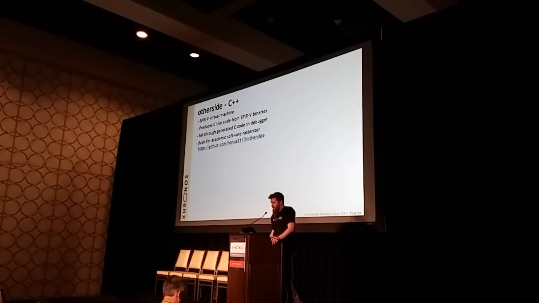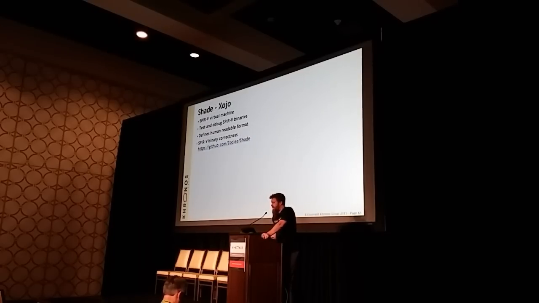Now, the other side is a C++ SPIR-V virtual machine. This produces SPIR-V-like code from SPIR-V binaries, and this allows you to step through this code with C, like your normal native debugger. This is going to be the basis of an academic software project. I'm interested to see the results of this.